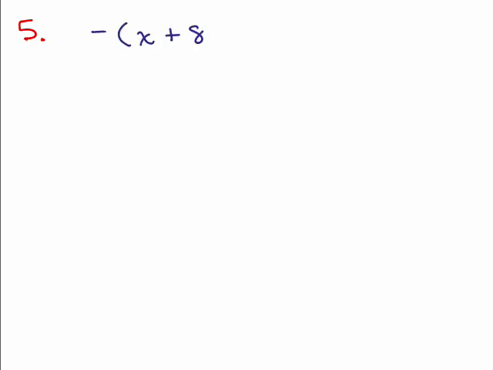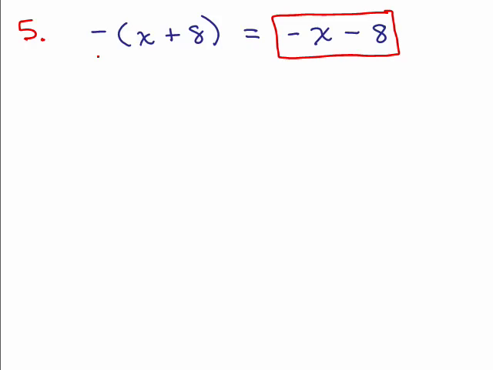This one can be done two ways. You could think of when you have a minus sign out in front of a parentheses, you're just going to distribute the minus sign by writing the opposite of everything inside the parentheses. So inside the parentheses is an x, so the opposite of that will be negative x. Next, you see a plus 8. The opposite of that will be a minus 8. So that's one way to get the answer.